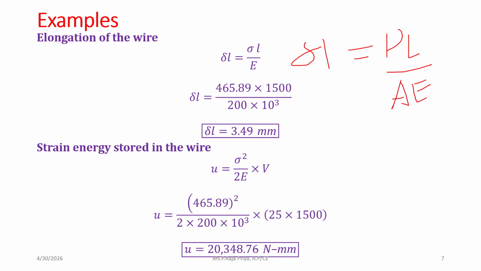The third question asked in the problem was the strain energy stored in the wire. Strain energy is sigma square by 2E into V. Sigma value is known. Young's modulus is known. Volume is not directly given. Instead of volume, we can use area into length. Area and length are given in the problem. So we can substitute that and find out the strain energy.